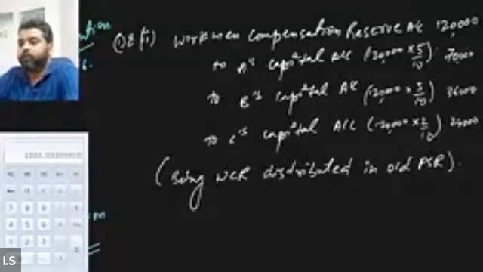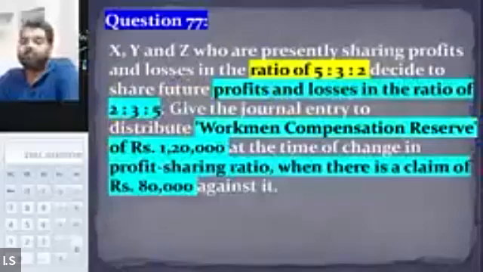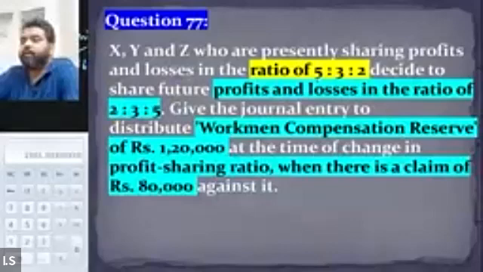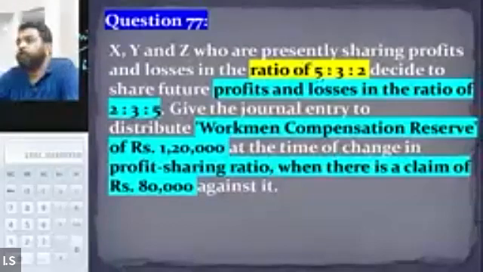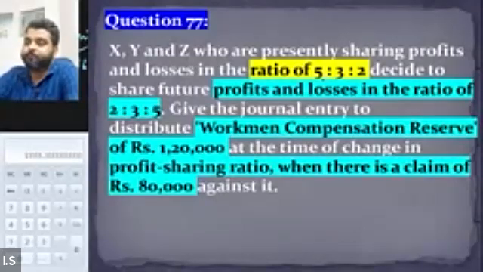Okay, let's quickly solve one more question. Question number 76 it was. Now let's talk about question number 77. Question 77 says that X, Y, and Z, who are presently sharing profits and losses in the ratio of 5:3:2, decided to share profits and losses in the ratio of 2:3:5. Give the journal entry to distribute workman compensation reserve of rupees 1,20,000 at the time of change in the profit sharing ratio when there is a claim of rupees 80,000 against it.